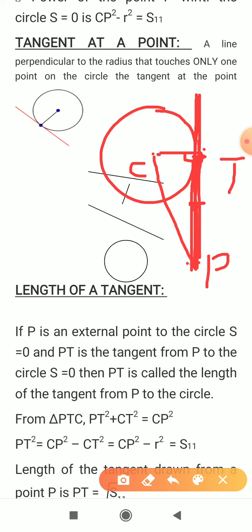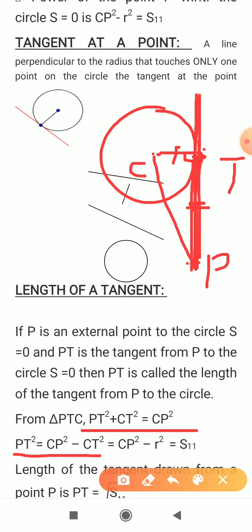In the right angle triangle, by Pythagoras theorem, side square plus side square is equal to hypotenuse square. One side is PT, so PT square, another side is CT square, is equal to hypotenuse PC. Because this is 90 degrees, the side opposite to 90 degrees is the hypotenuse. So CP is the hypotenuse, that is CP square. From this, PT square is equal to CP square minus CT square.